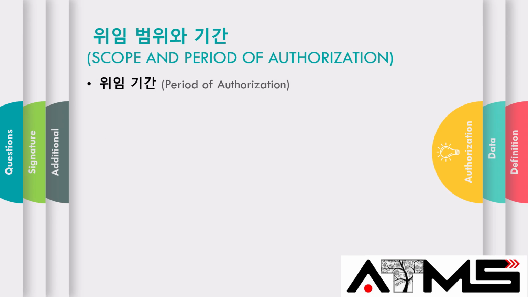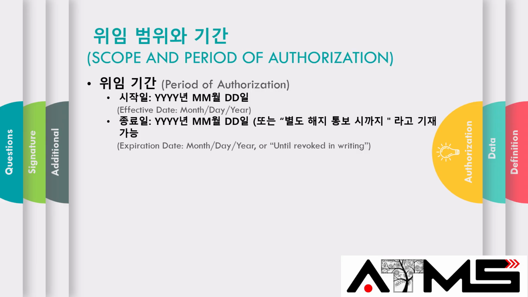The POA document must also specify the duration of authorization. Effective date clearly stated with the month, day, and year. Expiration date may also be stated, or more commonly, until revoked in writing is used for ongoing clearance activity. Please note that signing this does not reduce the liability of the principal, which is the importer or exporter.